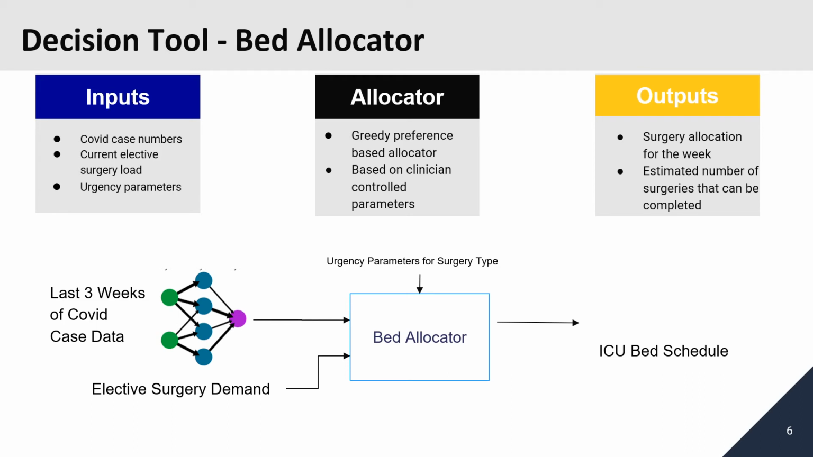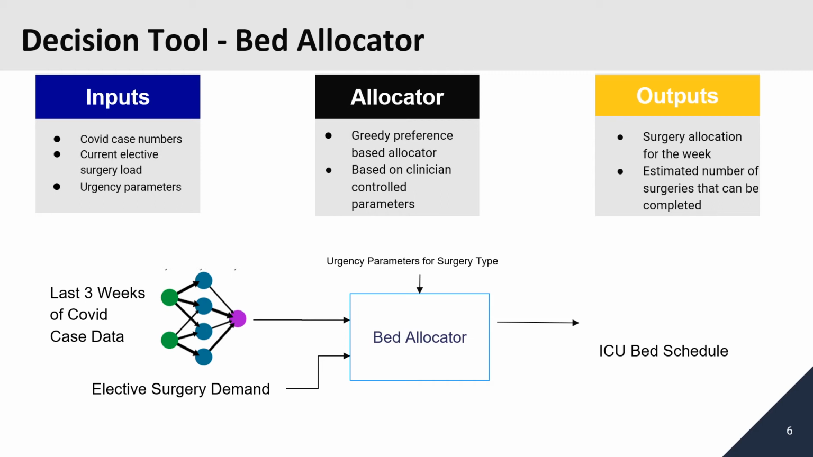The first is the prediction of the cases for this week. And then next is the current demand for surgery. And from there, it takes into account urgency parameters defined by the doctors performing the surgeries, which will then be used to allocate beds optimally using a fast, greedy strategy.